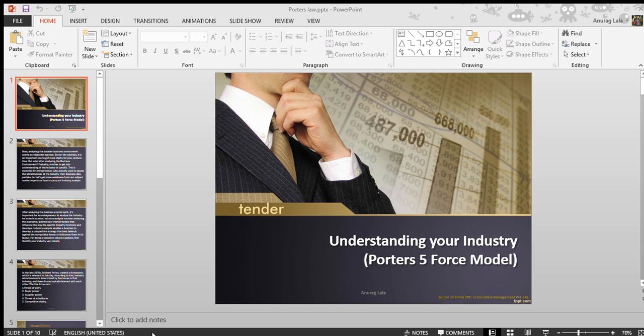Then we have competitive rivalry. There is always a competitive rivalry within various industries. If e-commerce is concerned, we have Amazon, we have Flipkart, we have eBay. So in different industries, competitive rivalry is always there.